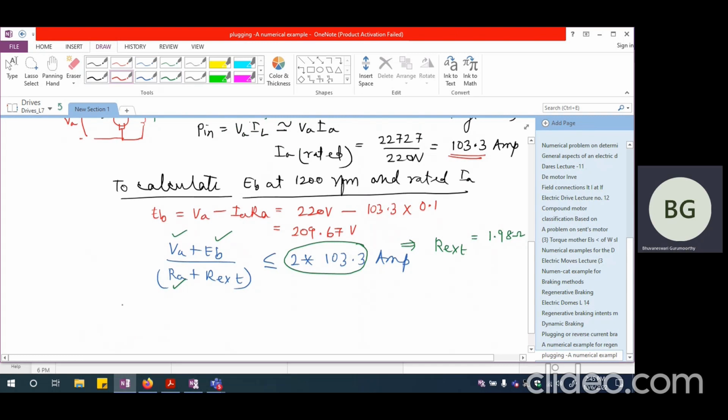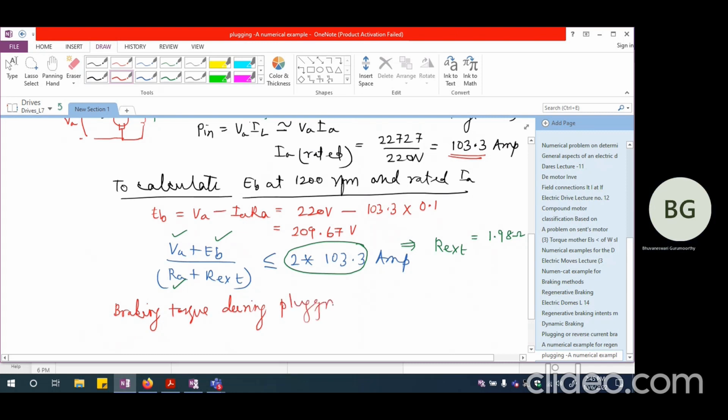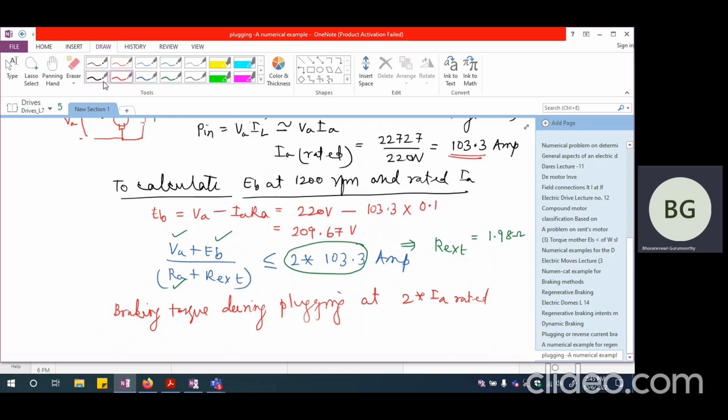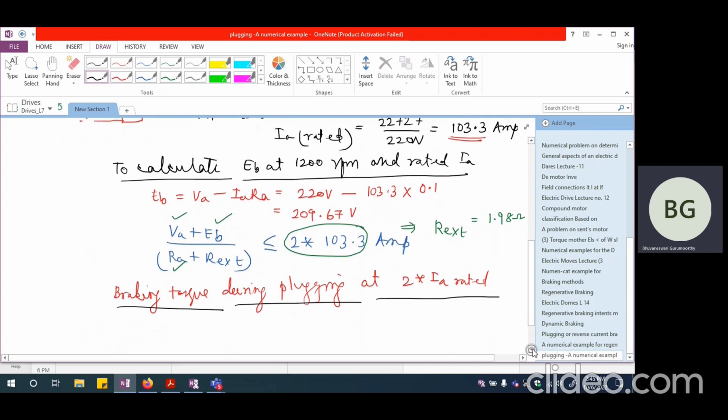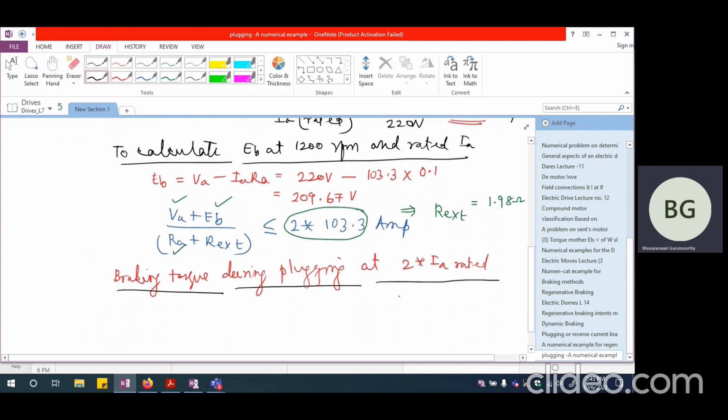Now, what is the braking torque? So braking torque during plugging at 2 times IA rated. So if I know for sure what is the kind of torque I am getting at rated current, I have to just double that. That's all. So this is TE rated multiplied by 2. That is going to be the plugging torque.